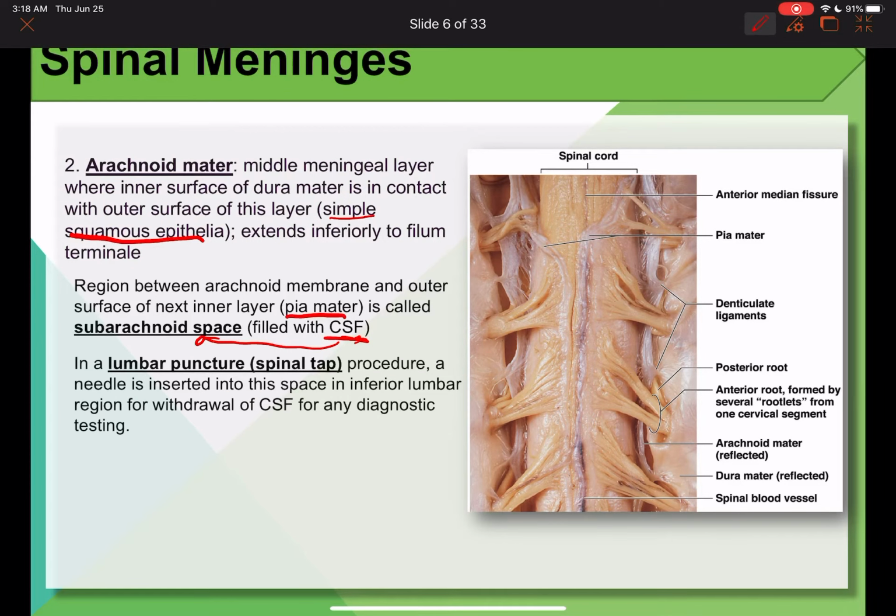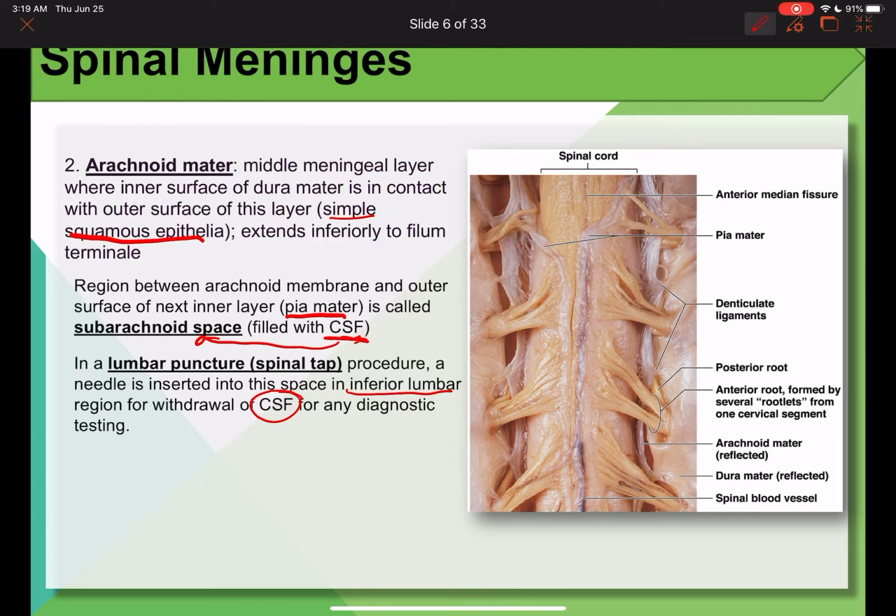And hence a lumbar puncture, also called a spinal tap, is a procedure in which a needle is inserted into this subarachnoid space, okay? Usually they go for the region inferior to the lumbar vertebrae, and they will withdraw a sample of the cerebrospinal fluid for diagnostic testing such as for meningitis, because then they will be able to detect traces of virus or bacteria within the cerebrospinal fluid if there was meningitis or infection occurring within the nervous system.